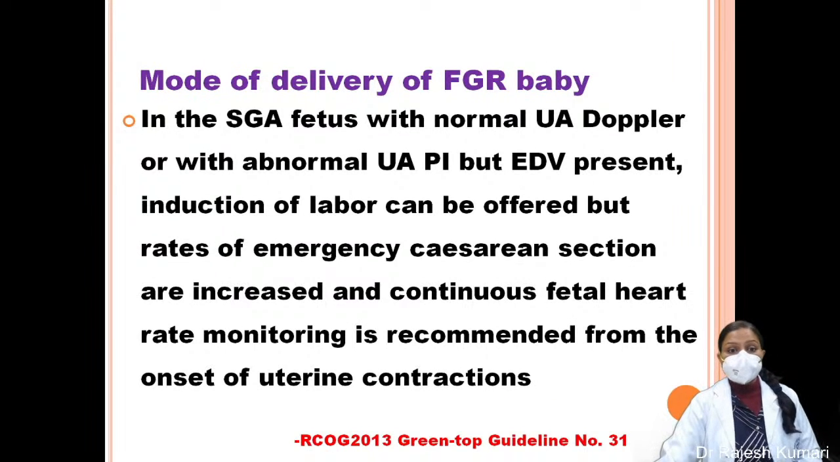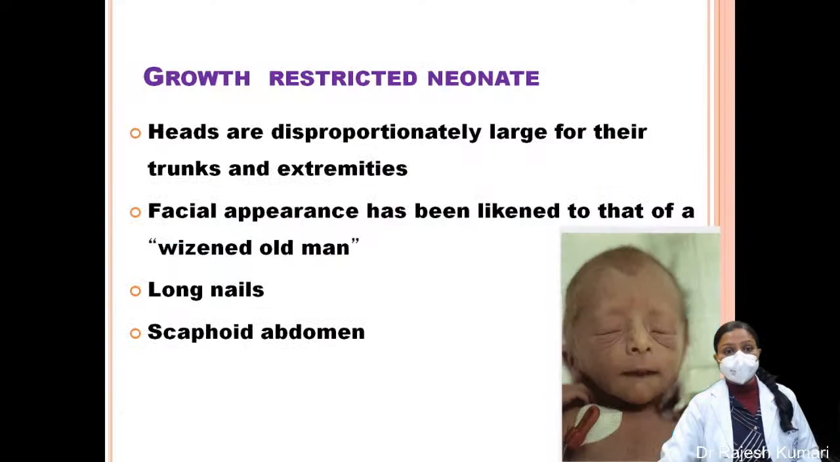In the small for gestational age fetus with normal uterine and umbilical artery Doppler, or with abnormal umbilical artery PI but EDV present, induction of labor can be offered, but the rate of emergency cesarean section is increased, and continuous fetal heart rate monitoring is recommended from the onset of uterine contractions.